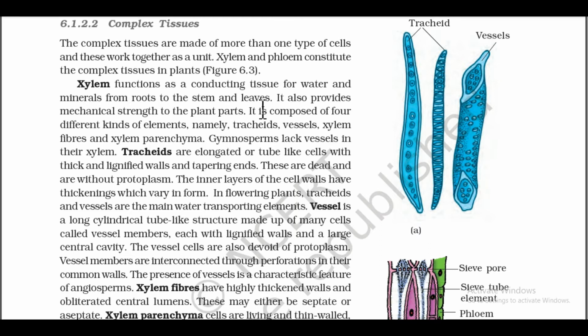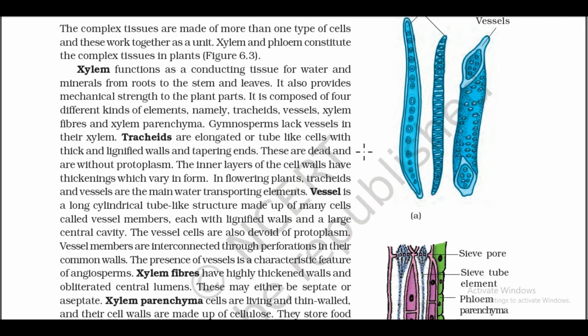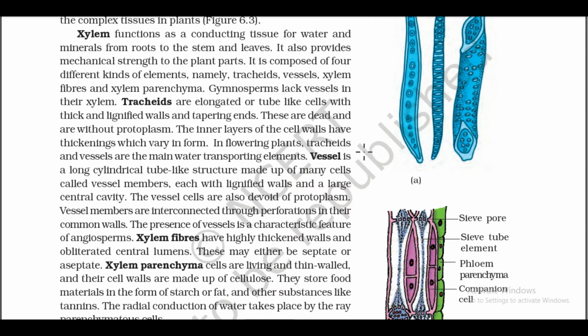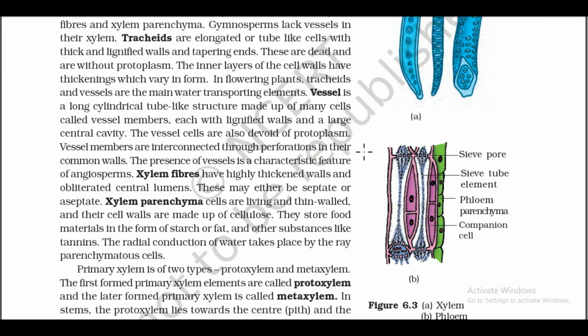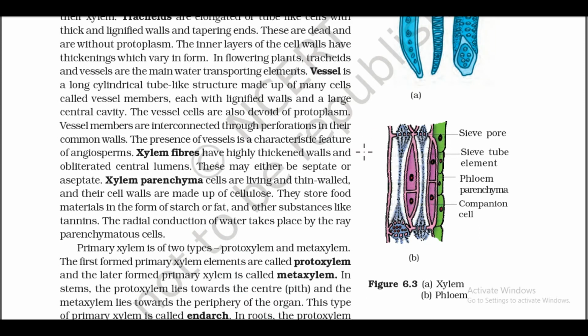It is composed of 4 different kinds of elements, namely tracheids, vessels, xylem fibers and xylem parenchyma. Gymnosperms lack vessels in their xylem. Tracheids are elongated or tube-like cells with thick and lignified walls and tapering ends. These are dead and are without protoplasm. The inner layer of the cell walls have thickenings which vary in form. In flowering plants, tracheids and vessels are the main water transporting elements.